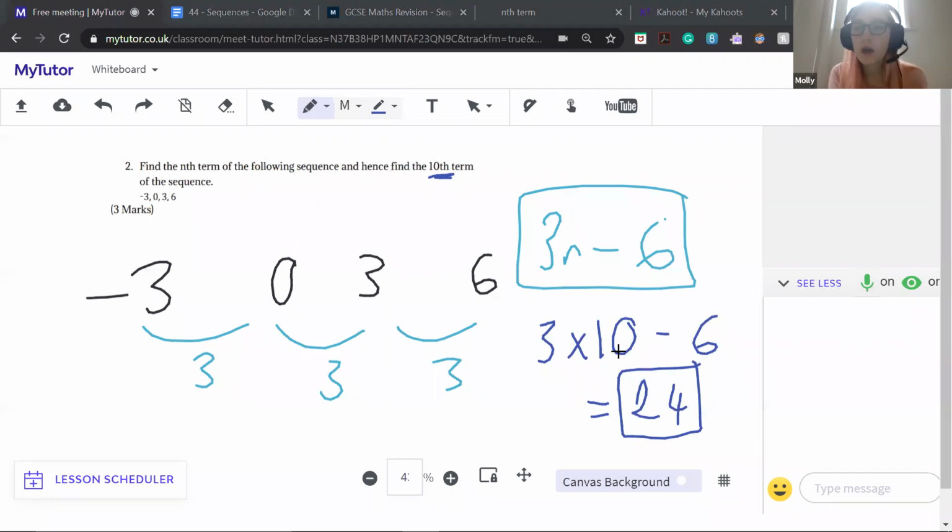Okay. Hopefully that makes sense. Does anybody want me to go over another one of these? Or are people happy for me to move on to squared sequences? Let me know.